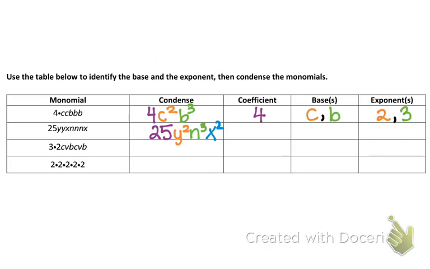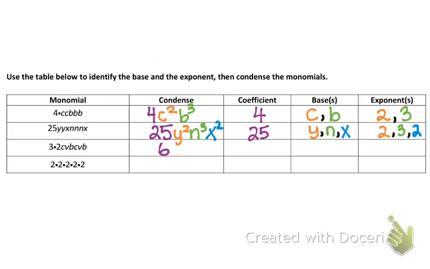Let's fill in the rest of our table. So we have 25 as our coefficient. We have 3 different bases, Y, N, and X. Y is being raised to the second power, N to the third, and X squared. This next example, we are going to combine our 3 times 2, our coefficients, to be 6.